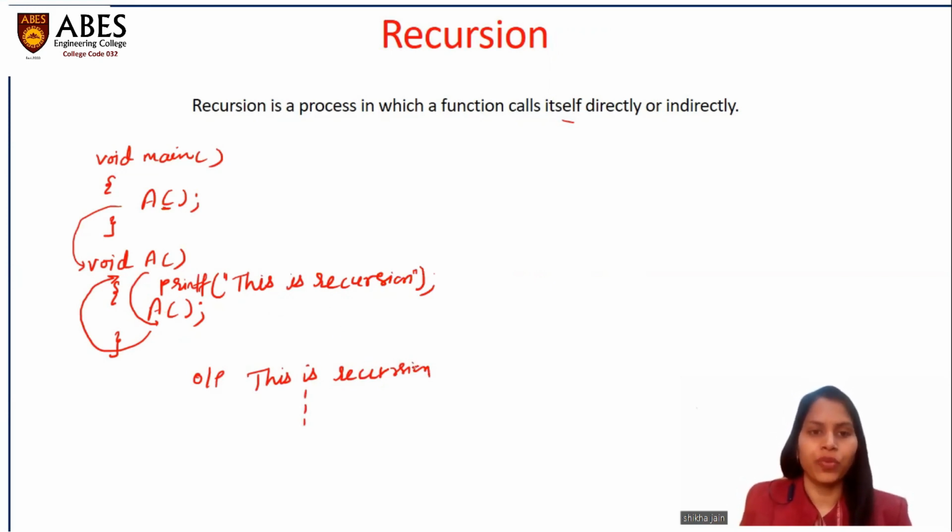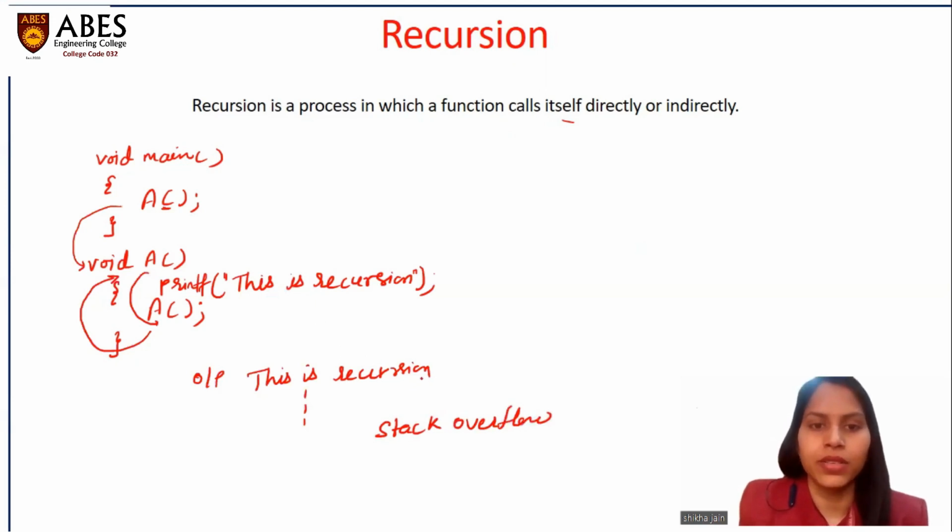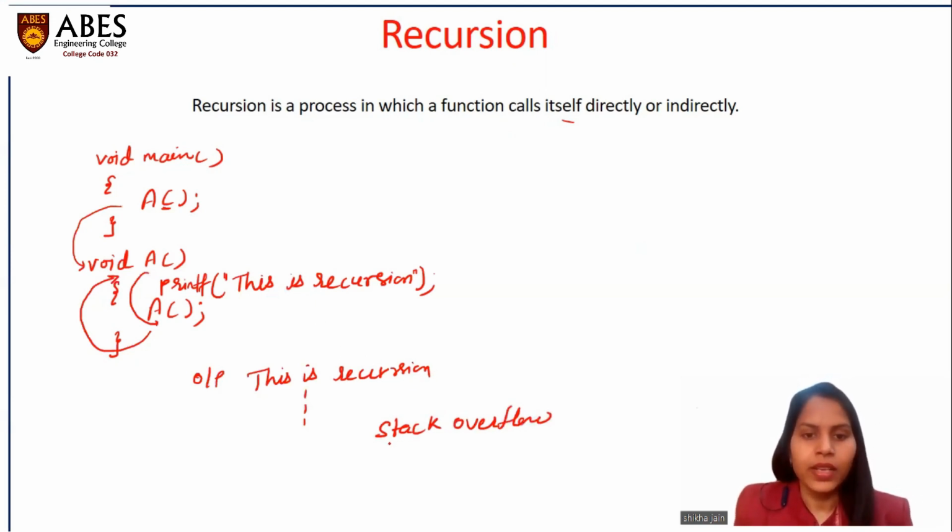And at one point of time, it will stop printing, and the system may crash due to stack overflow. Due to stack overflow, the system may crash and it will stop printing "this is recursion", right? So what is the stack overflow? We will see the concept of stack later in this slide. So we see this is the process of recursion, but there is a problem.